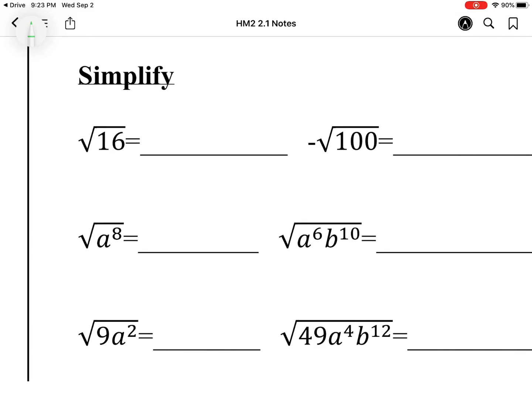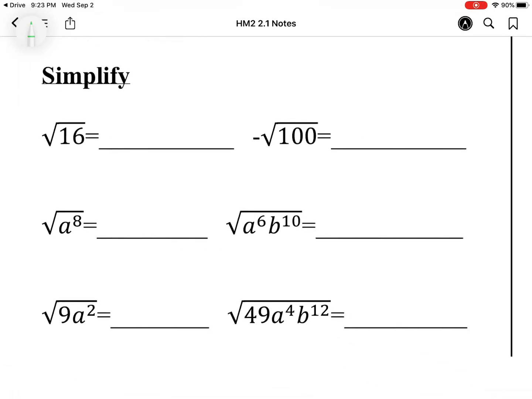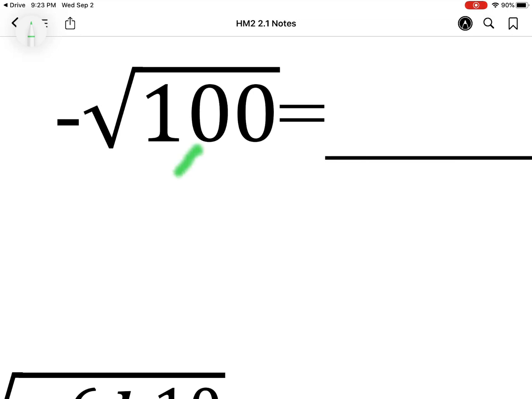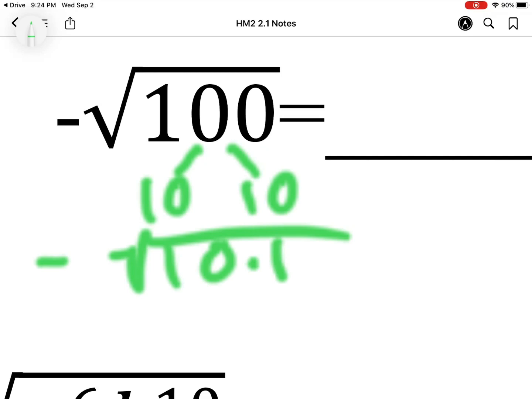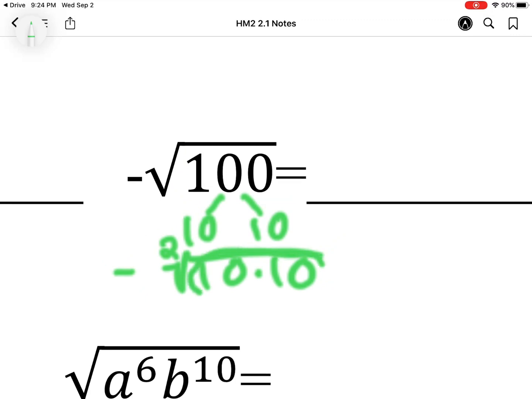Excuse me, guys. So let's simplify. So we got a few in here. I'm gonna do the main ones I want to hit. So let's do negative square root of 100. So for 100, it is a perfect square. We have 10 and 10. So we have negative square root 10 times 10. Well, the understood index is 2. So that means we're going to group these two 10s together and move them out.